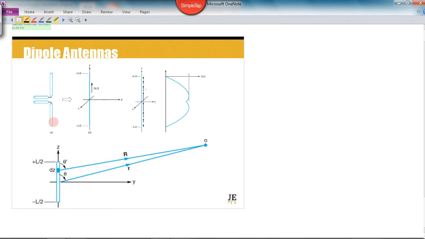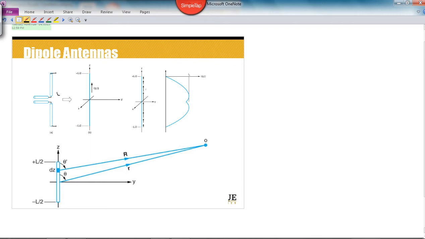The total length of this antenna is going to be L. So from here to here, the length of this antenna is L. Half of L is above the y-axis here, and half of it is below the y-axis here. And so we split that total length L into an L over 2 and an L over 2.